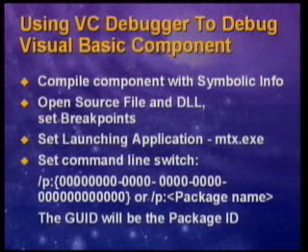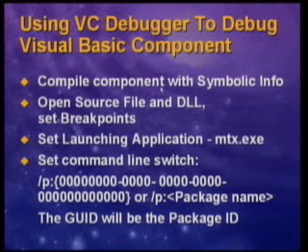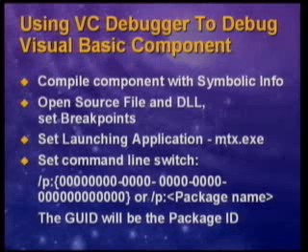If you need those kinds of features, you can use the Visual C++ debugger to debug the Visual Basic component. You compile the component with native code with symbolic info, which will put out a PDB file. You open the DLL as a workspace, open your Visual Basic source as per usual and set breakpoints. You set the launching application to be mtx.exe.